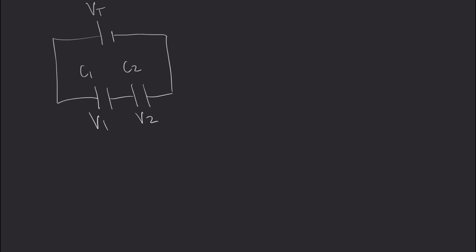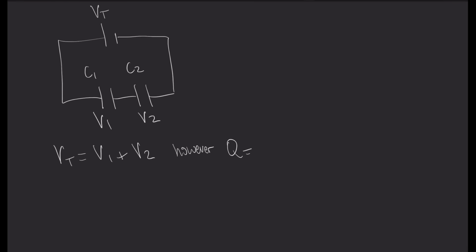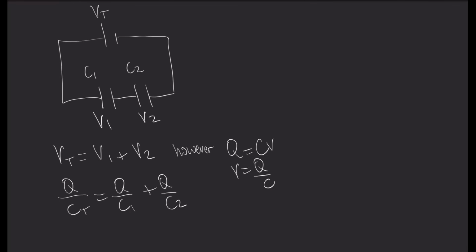Once again, we're just adding up the voltage, so V total will be given by V1 plus V2. However, Q is equal to CV, therefore V is Q over C. So we can plug this back into here, and then we get that Q over C total is Q over C1 plus Q over C2. Now this is essentially a series circuit, so the amount of charge can cancel out. 1 over C total is equal to 1 over C1 plus 1 over C2.